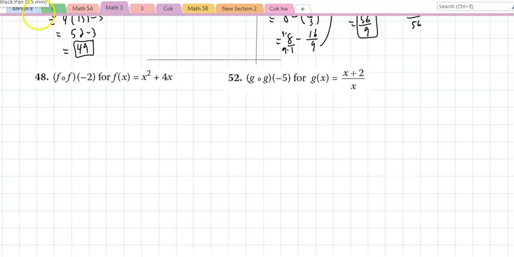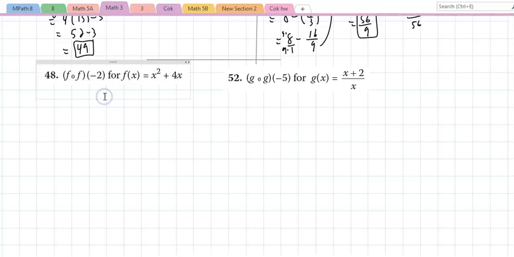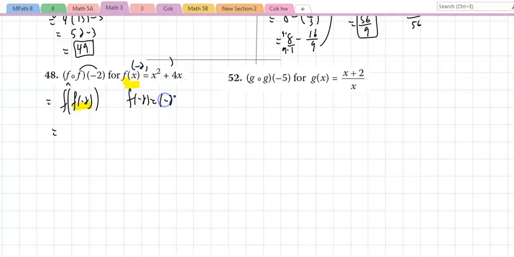Next level up, I want to do problem number 48. This is based on what we see. Again, don't let that throw you off. You compile those together, f of negative 2, and you take f of that. So when you start from the inside out, this is asking to find the y when x equals negative 2 in the f function. So if x equals negative 2, what does y equal? Well, f of negative 2 is negative 2 squared plus 4 times negative 2. That would be a 4 minus 8. That would be a negative 4. So this value is a negative 4. Inside out.